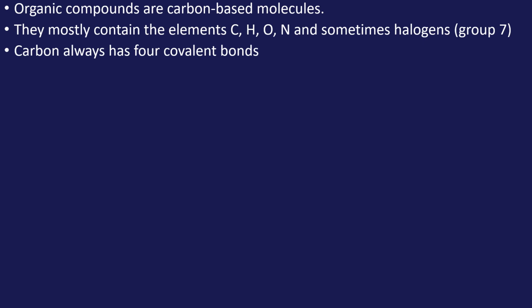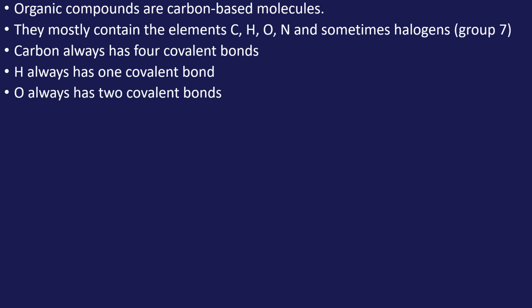Carbon will always have 4 covalent bonds, so every time we draw an organic molecule, carbon will have 4 bonds. Hydrogen will always have 1 bond. Oxygen will always have 2 bonds. Nitrogen will have 3, but I'm not putting that in the list here because we're not too concerned. We're not going to come across too many nitrogen-based compounds. Halogens will always have 1 covalent bond.